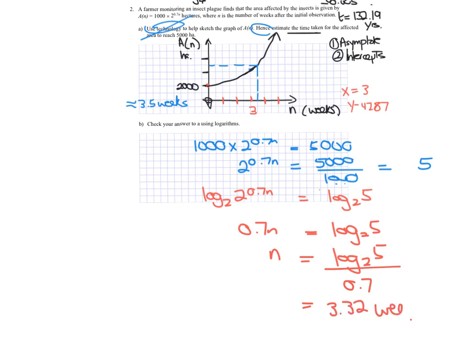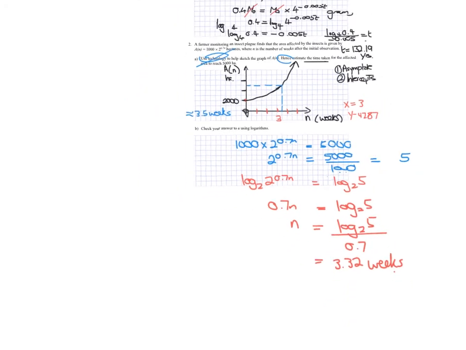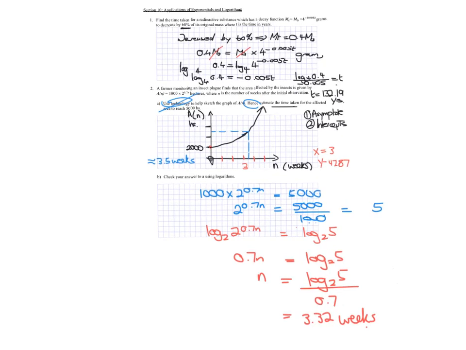3.32 weeks. Now it's not exactly the same, but it's close, and you would expect there to be some variation because you're doing an approximation. So you should be fine with that. Okay, hopefully that makes sense. So they're not hard, they're just actually being able to find some values now using your logs.